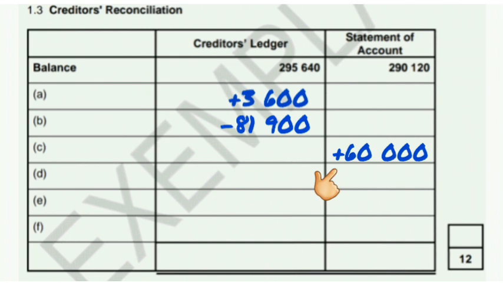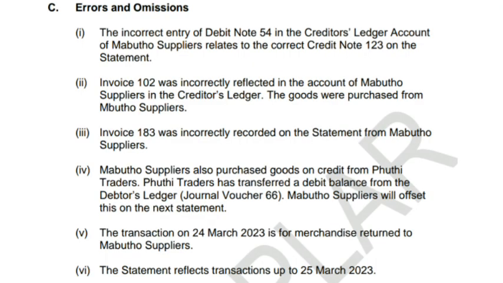So we are only increasing with the difference. Then in Roman figure 4, it says Mabuto suppliers also purchase goods on credit from Putti traders. So meaning our creditor is now buying from us on credit. So meaning we are now becoming a creditor to our creditor. Putti traders has transferred a debit balance from a debtor's ledger, journal voucher 66. Mabuto suppliers will offset this on the next statement.